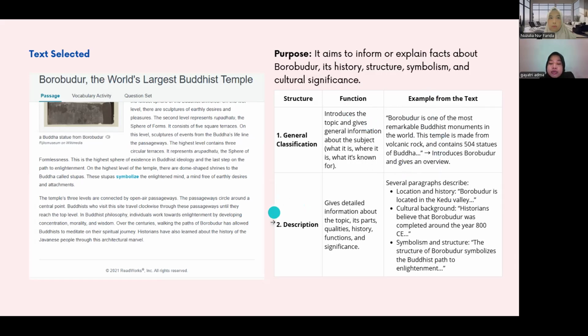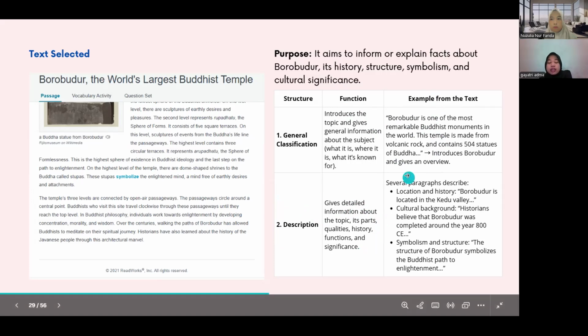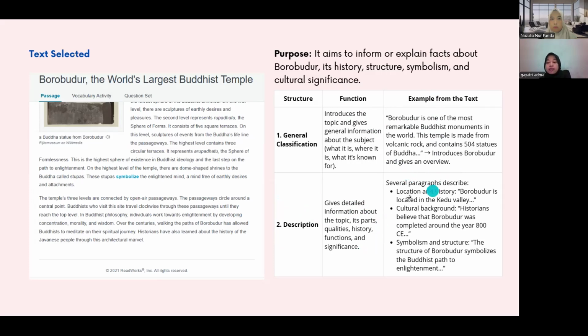And then the second one is description. In the description structure, the text gives detailed information about the topic, its parts, qualities, history, function, and significance. And there are several paragraphs that describe the location and history of Borobudur, and then the cultural background of the temple. And then the last one is talking about the symbolism and structure of Borobudur.